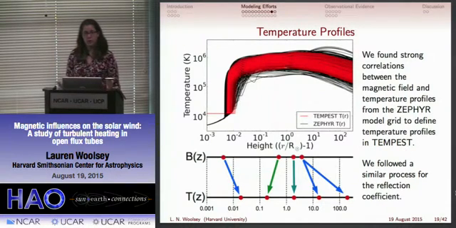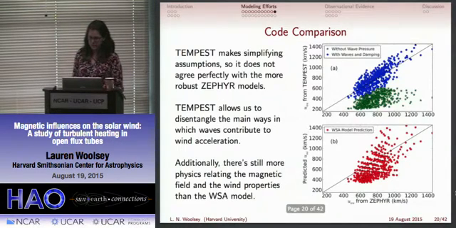We also followed a similar process for the reflection coefficient for the waves. So for the Alfvén waves, rather than guess at a very simple reflection coefficient, we actually used the same process to get strong correlations to be able to use Alfvén wave action conservation without the full physics.